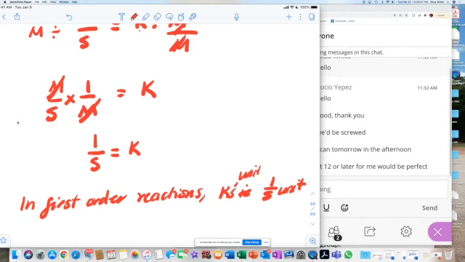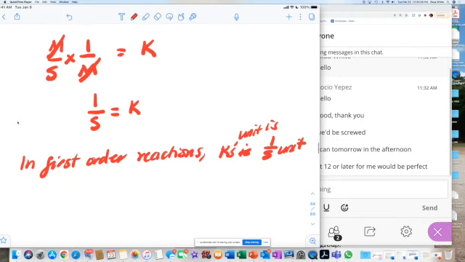K's unit is 1 over second. It's sometimes called 1 over second or per second, like this. This is the unit for K in the first order reaction.